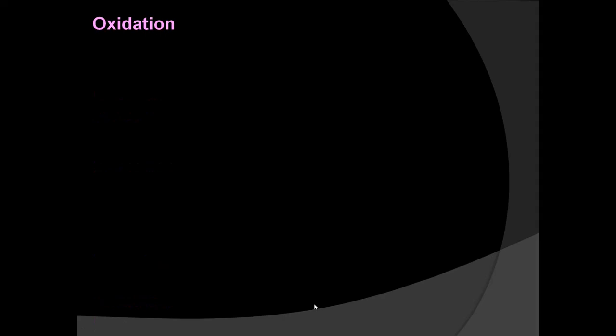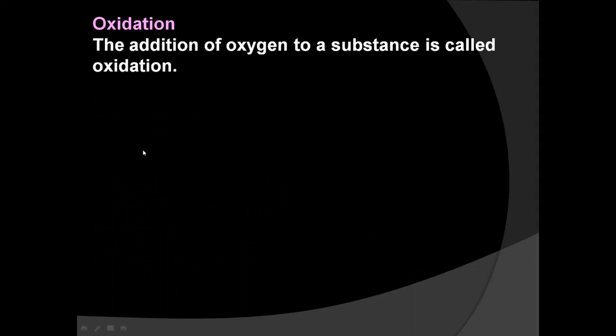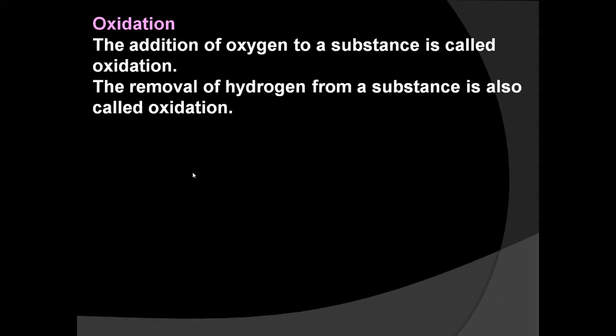Now the next one is oxidation reaction. What is oxidation reaction? The addition of oxygen to a substance is called oxidation reaction. If oxygen is added to the substance, that is oxidation reaction. Or if hydrogen is removed from a substance, then also it is called oxidation reaction. So oxidation reaction is a reaction in which there is addition of oxygen or removal of hydrogen.